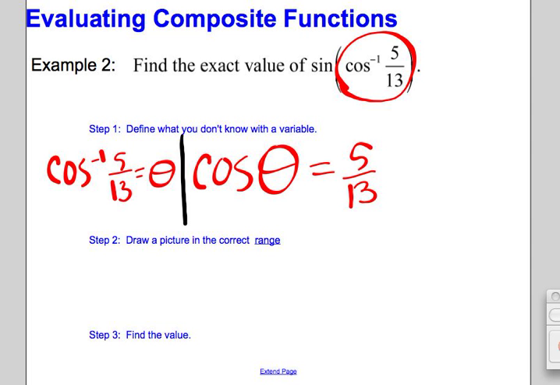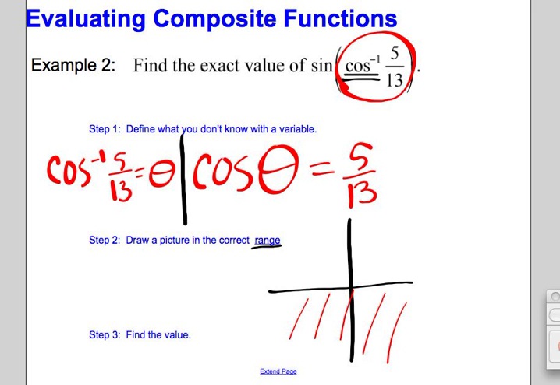Now I'm going to draw a picture in the correct range. I have to remember cosine inverse will always be in the range from 0 to pi over 2. So I'm sorry, 0 to pi. So this is not the correct range down here. And then I look, and since cosine is positive 5/13, I'm going to be up in quadrant 1. And so theta is an angle that's positive and greater than 0 and less than pi over 2.